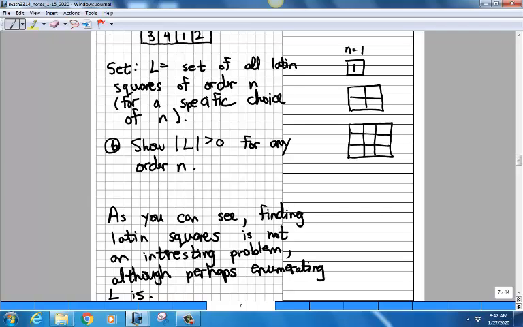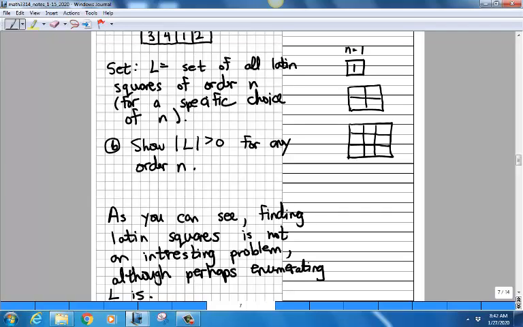So have y'all already found a 2 by 2 or a 3 by 3 Latin square? Is that so simple that you could almost just write one down at random? Yeah, it's not really hard to find, I think, especially small Latin squares.